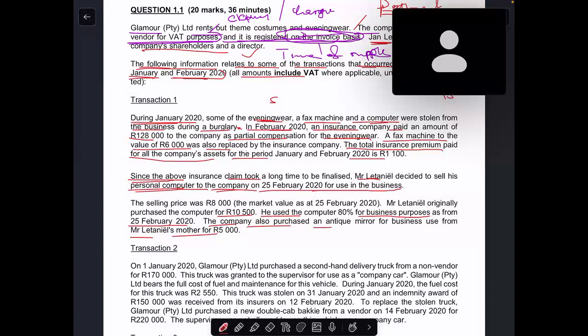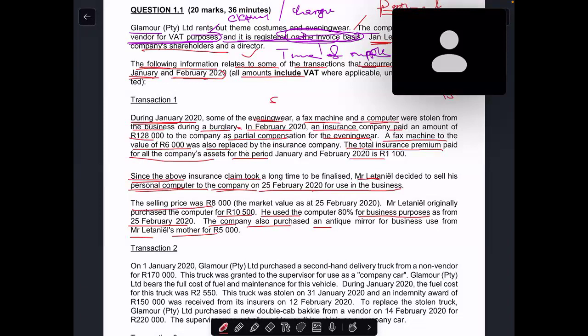We claim it on the lower of market value and what? And cost. Notional input VAT is on second-hand goods. It is claimed on the lower of cost and market value. All right, let's continue with the story.